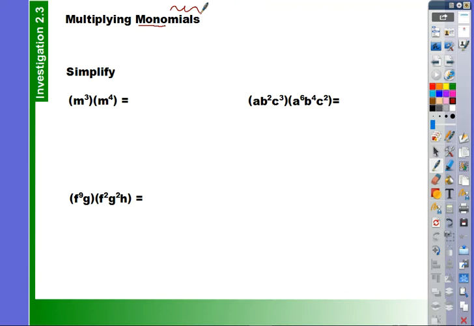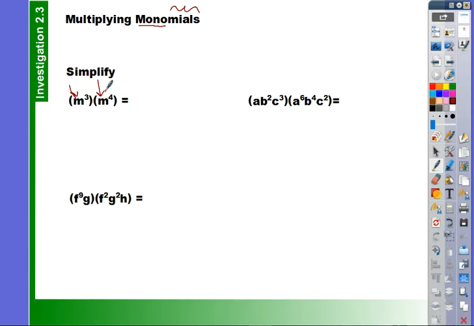These monomials happen to have exponents. So we have m to the third times m to the fourth. Right now we should realize that we have the same base. Both of these monomials have the same base. The base is m.